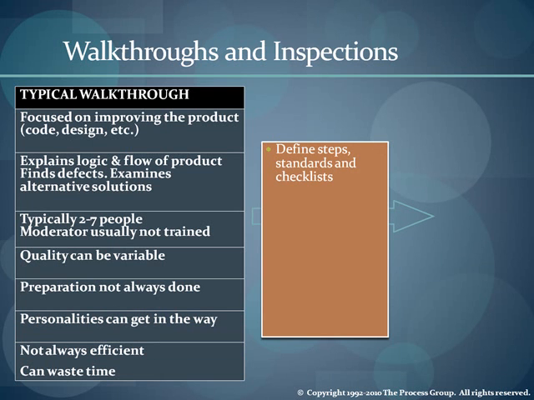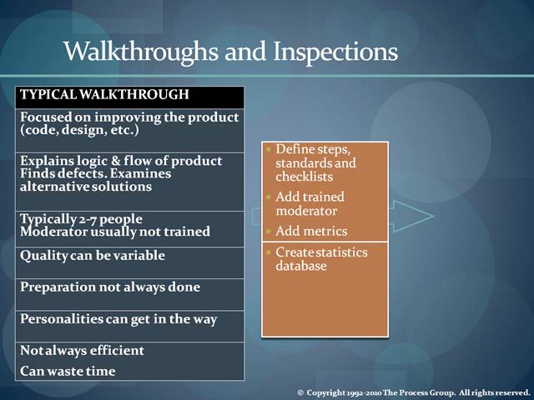Now on the right hand side we have inspection. Primarily we define the steps, making them clearer, define some standards and checklists that can be used, define mistakes, defects. We add a trained moderator, that is you in this case, you're being trained as a moderator, and then we add some simple metrics to understand how well it went. Now anything above this line will be a basic addition to a walkthrough to make it into an inspection. Anything below the line is more advanced and could be considered optional for inspection.